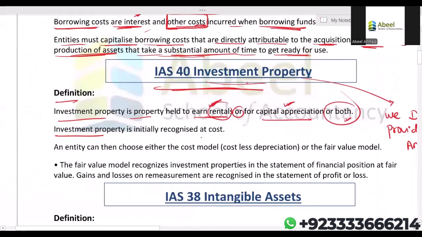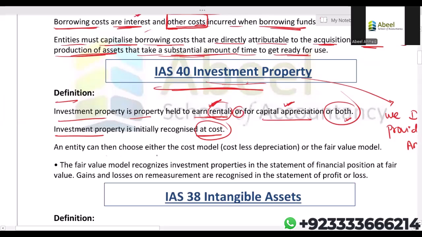Investment properties are initially recognized at cost. Student, one more thing. While answering your past papers, we'll be discussing, never make mistakes in basics. What do I mean by this? If you are writing investment properties initially recognized at cost, and instead of cost you write fair value, that's a mistake. Do not make basic mistakes. Initially, investment properties are recognized at cost.